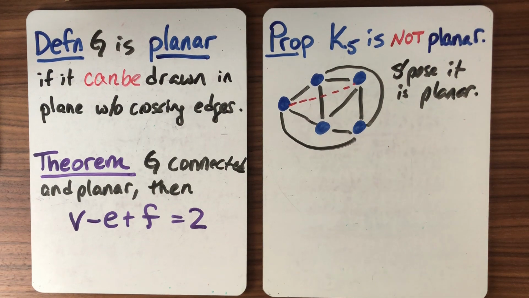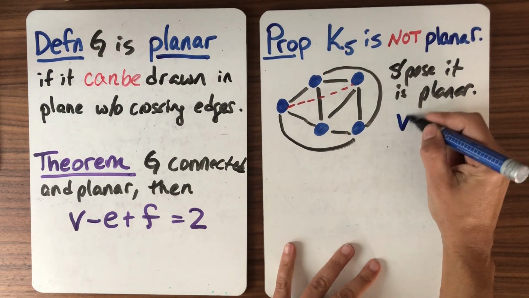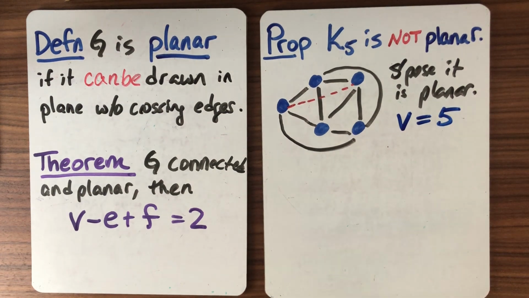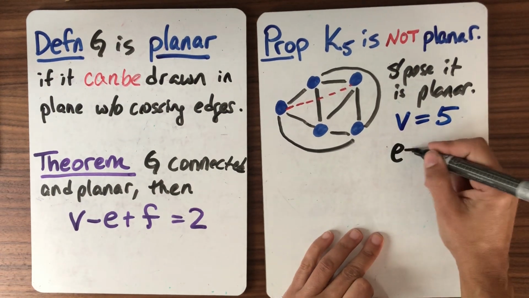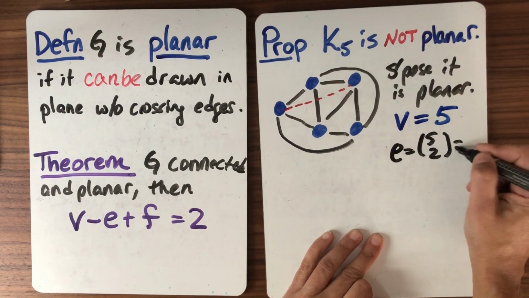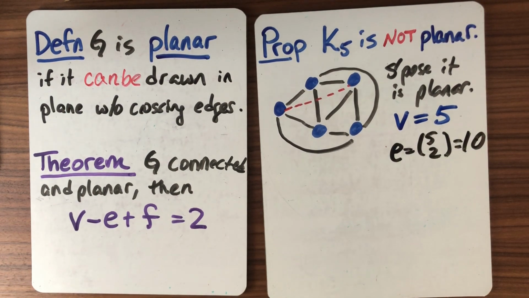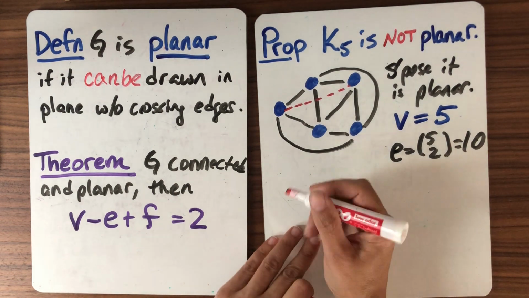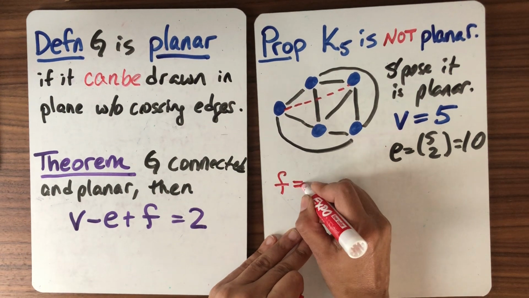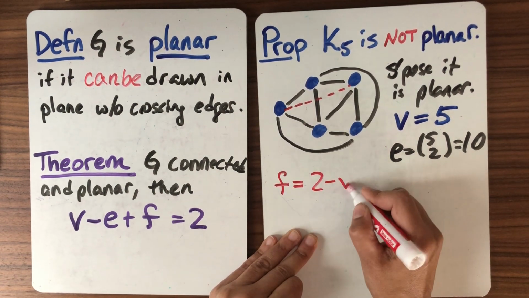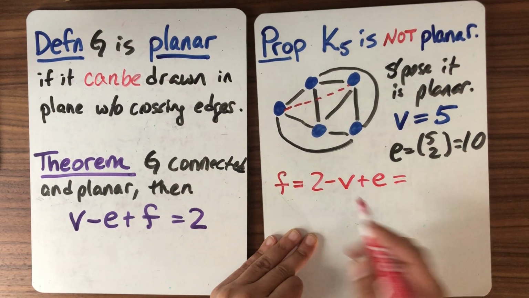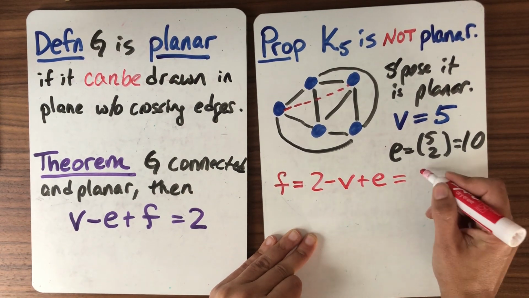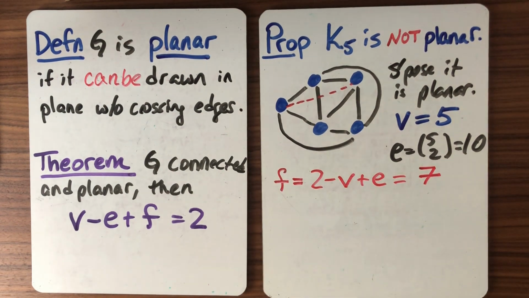So we can think about each of the components in this thing. We have vertices. How many vertices? 5 vertices. Edges, it's the complete graph, so 5 choose 2, which is 10 edges. But now what are we going to do? Well, now we have to say how many faces. By Euler's theorem, the number of faces has to equal 2 minus the number of vertices plus the number of edges. So that's 2 minus 5 plus 10, which is 7. So we have to have 7 faces.